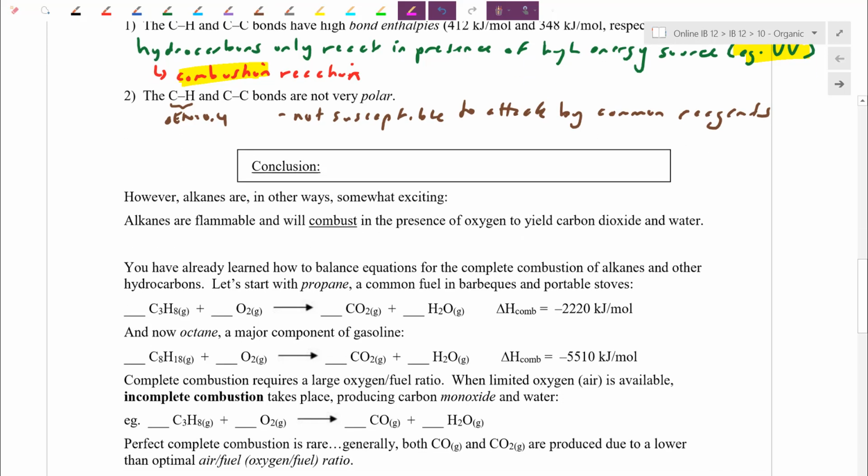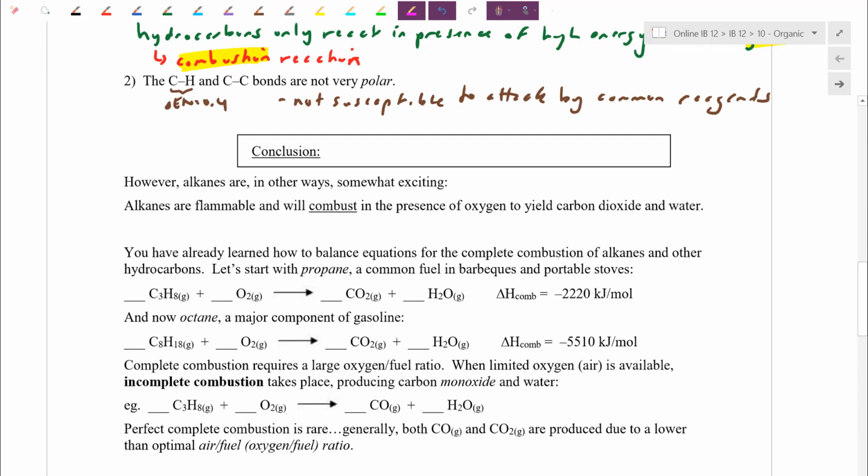So the conclusion here, I want you to just take away from this section is alkanes have low reactivity. Okay, so they do react, but only in really stringent circumstances. Okay, in those cases, alkanes are slightly boring. In other cases, they're actually fairly exciting.